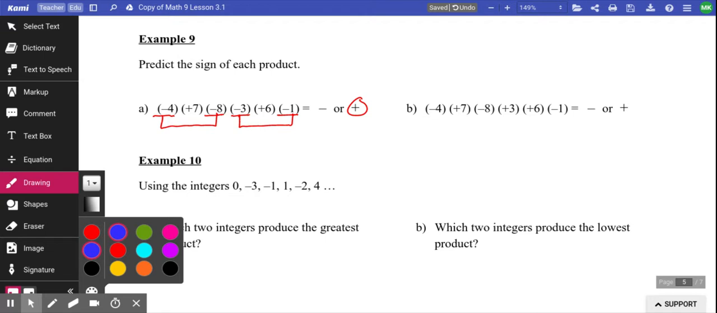If I look at B, I have 1, 2, 3 negatives. Odd number means it'll be negative. Again, I could pair up the first 2 to become positive, but nothing could pair up with the last one to make it positive.